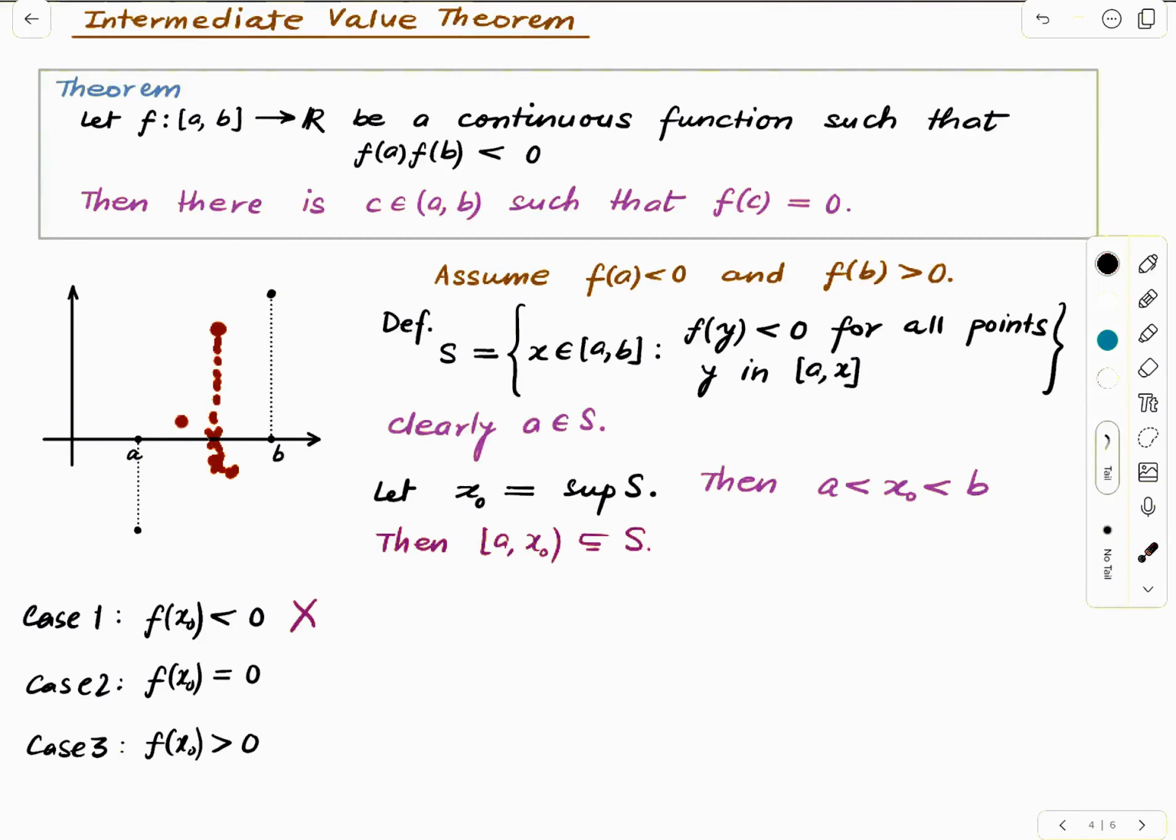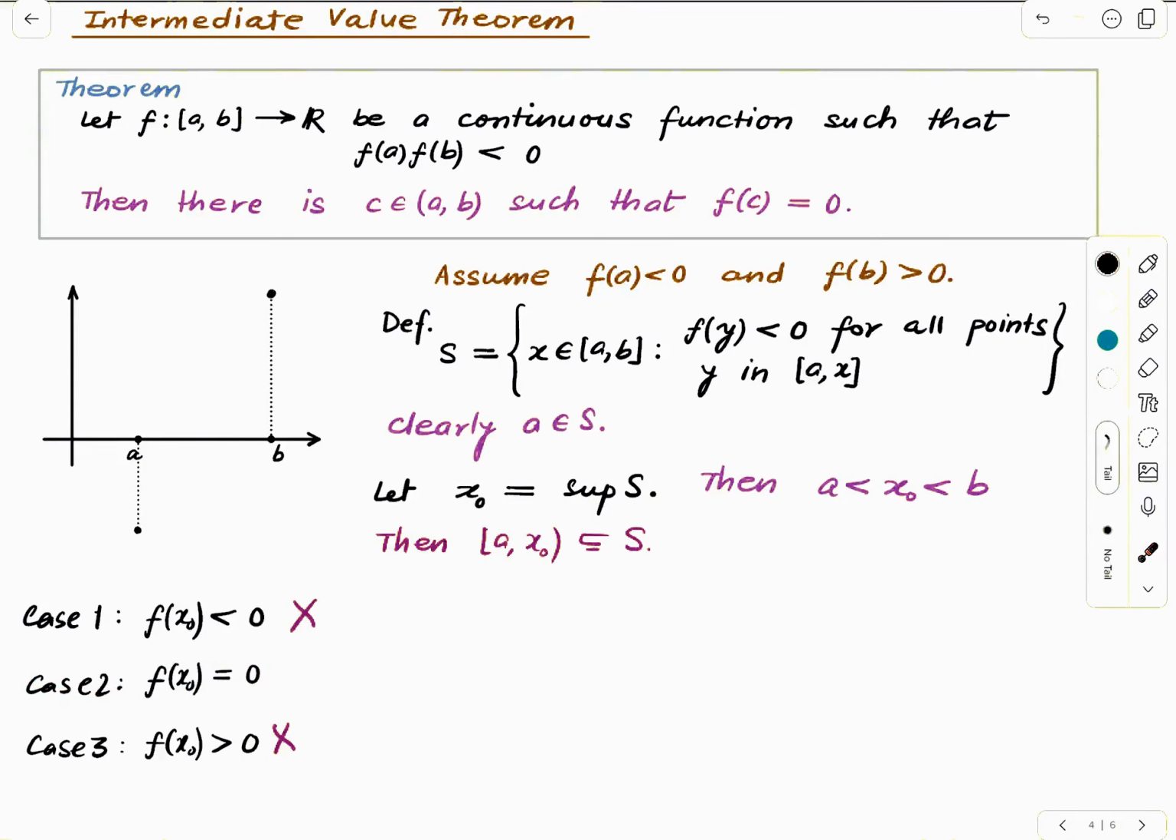So there is an entire neighborhood where the function takes only positive values, and if we choose a point in this region towards the left of x0, we will see that that point cannot be in S, because the function takes positive value there. So that point is not in S, and that contradicts this deduction. So this case is also ruled out. So we must have that case 2 holds, and that proves the intermediate value theorem.